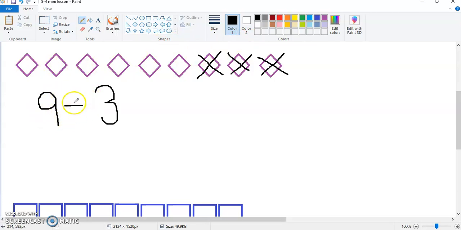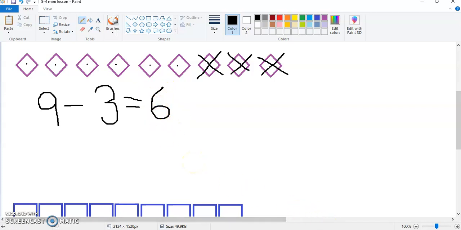Minus, that means take away, 3. We did that. Equals how many left over? Well, let's peek. Let's count together. Ready? 1, 2, 3, 4, 5, 6. 6 left over. So let's read our number sentence. It says 9 minus 3 equals 6. That means 9 in all, take away 3 equals 6 left over.